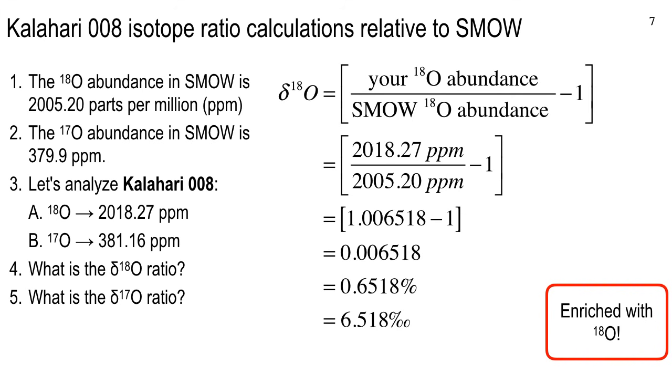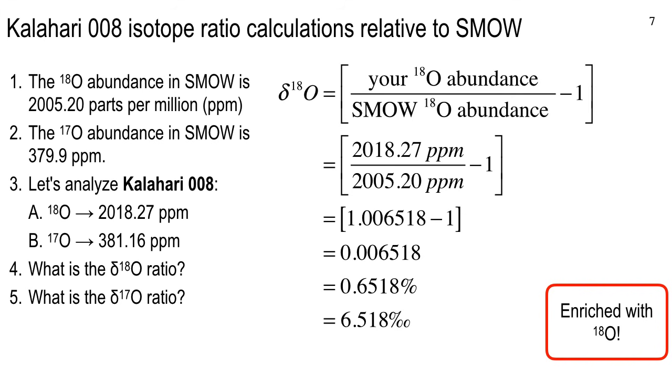Go ahead. What if the number that was analyzed is smaller? Would it be negative percent? Question. What if your analysis returns something less than 2005, for instance? Will your answer be negative? And the answer to that is yes. If you had like 2000 in the numerator and 2005.20 in the denominator, then that's going to be 0.99 something, right? And 0.99 something minus 1 is going to be negatory.